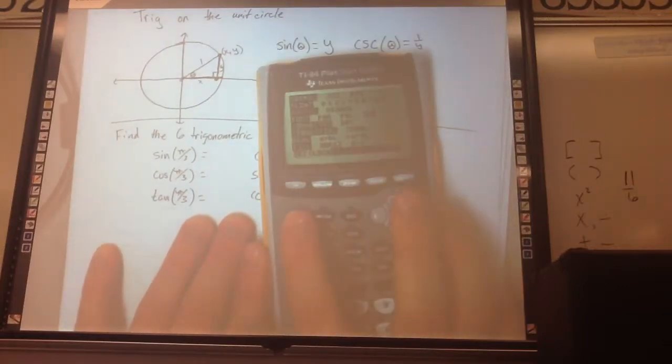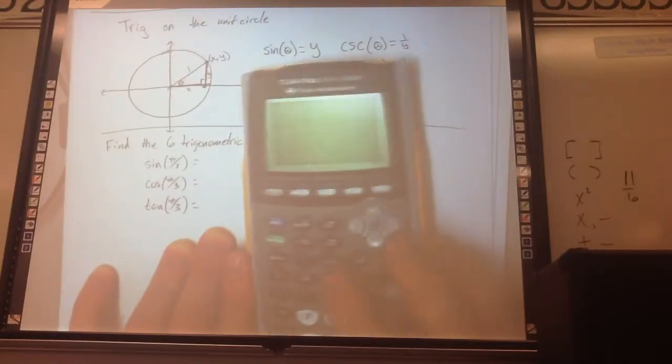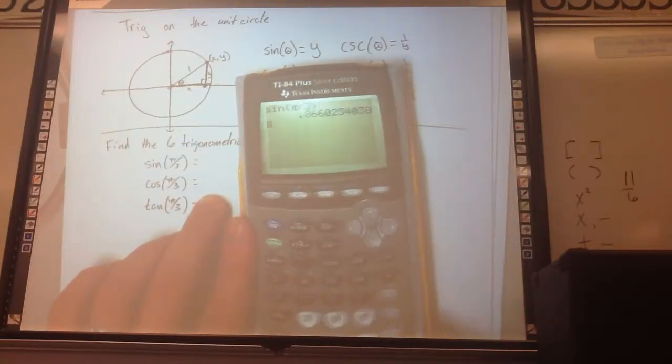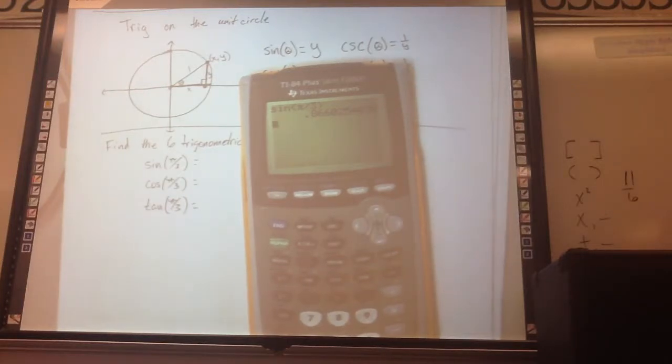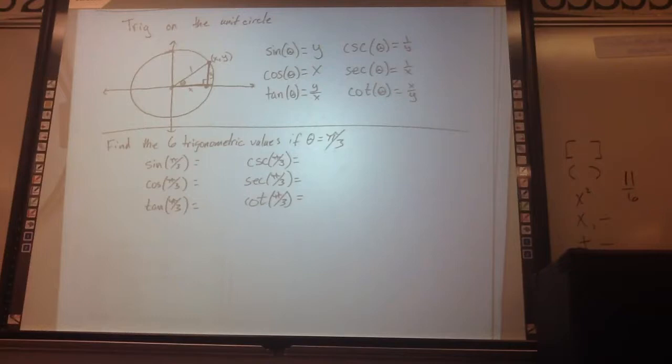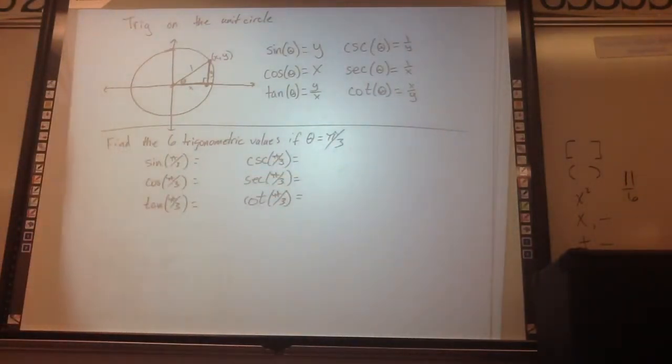If I do sine of pi divided by 3 and push enter, it gives 0.866, not very useful. Mode. You're in radians, it's already highlighted. So the calculator is not that useful for this. 0.866 is not the answer I want to see.